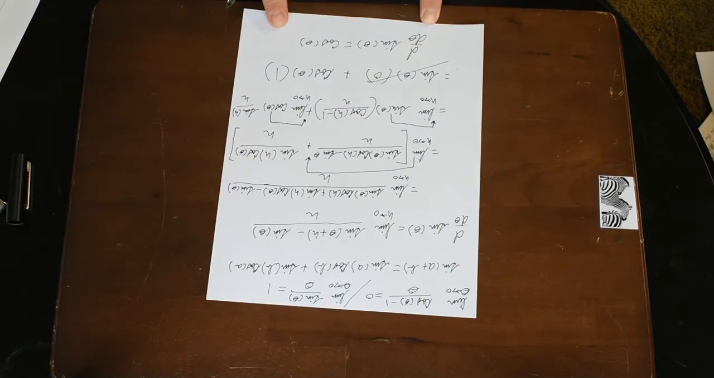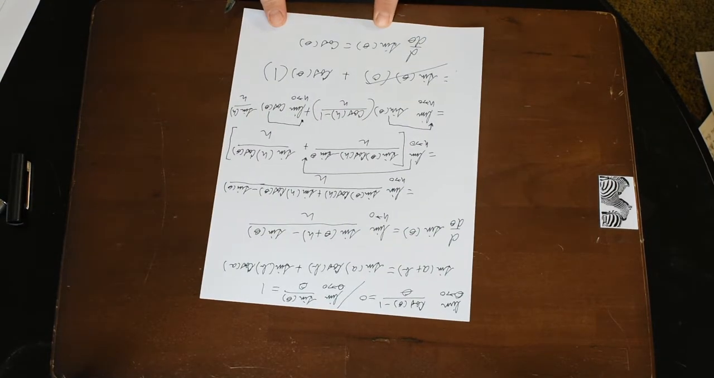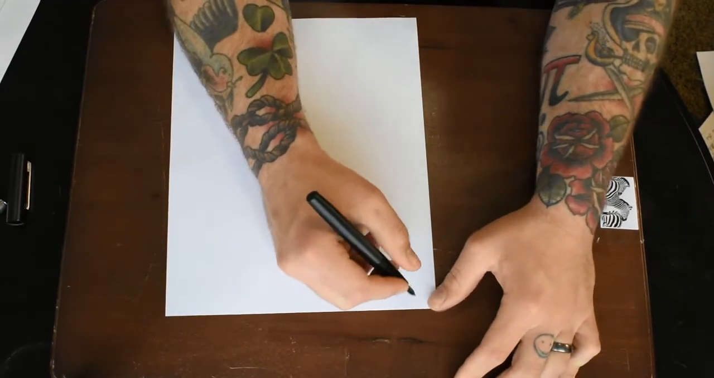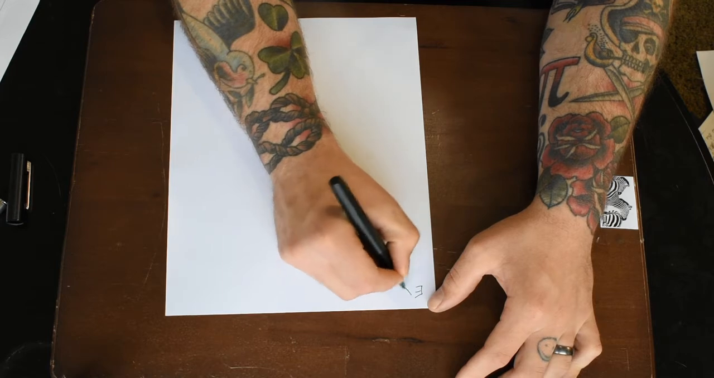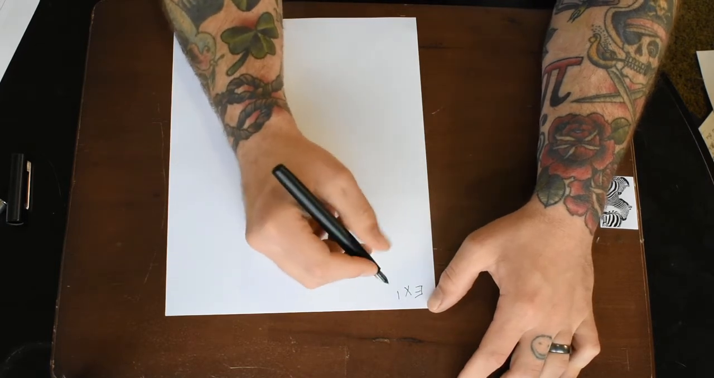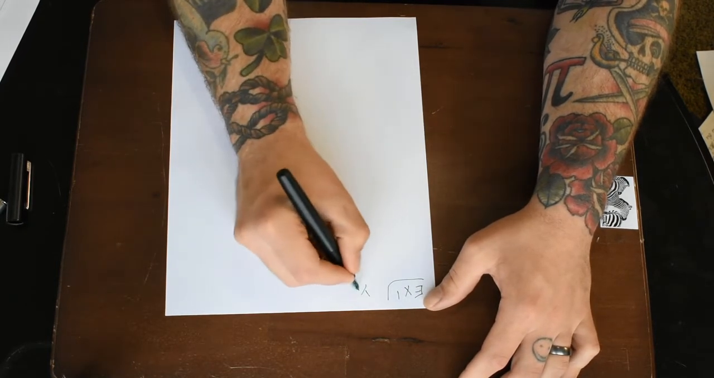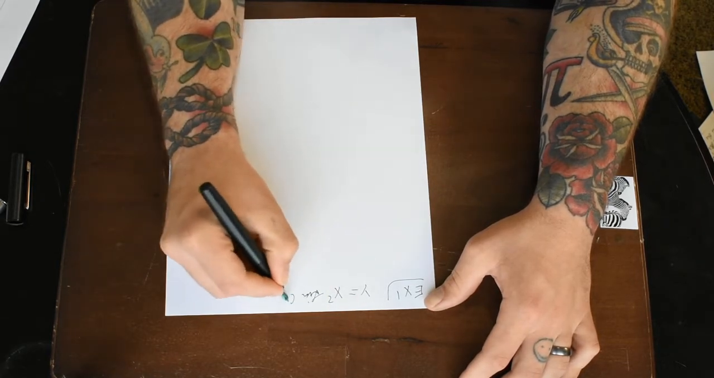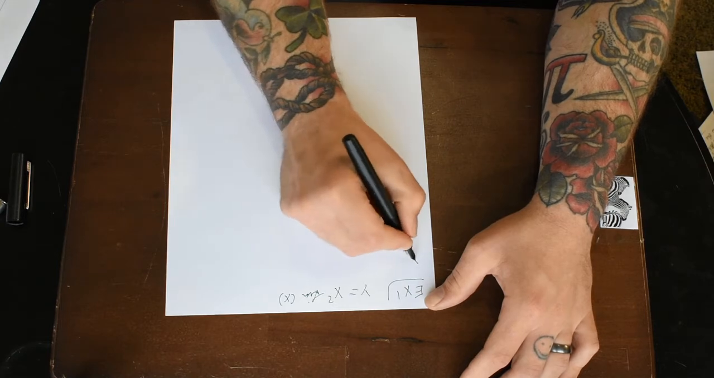So, now that we have this, the derivative with regards to theta of sine of theta is equal to cosine, let's do example 1. And it says, if y is equal to x squared sine of x, what's y prime?